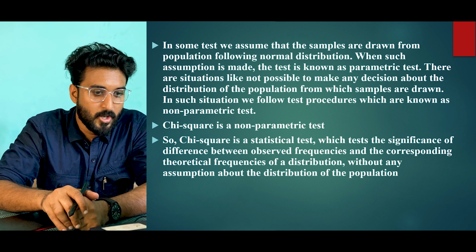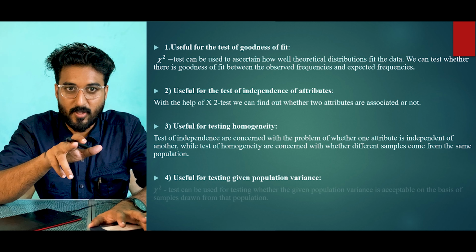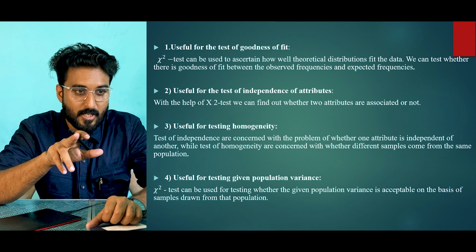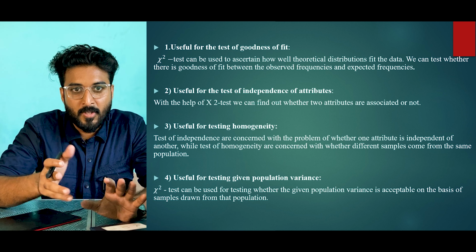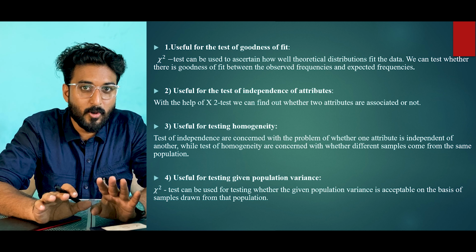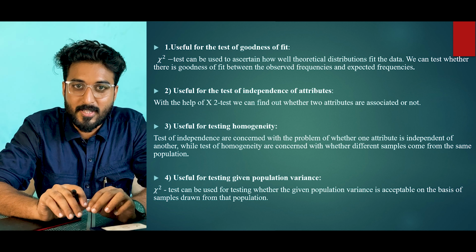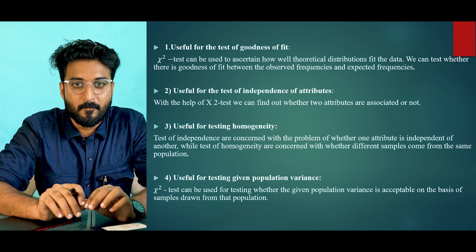For the chi-square test, we have 4 uses. First, you can test the goodness of fit. You can test the independence of attributes. You can test the homogeneity, and the last one, which is very important, you can test a given population variance. So these are the 4 uses of the chi-square test. This was just a small introduction to the chi-square test.